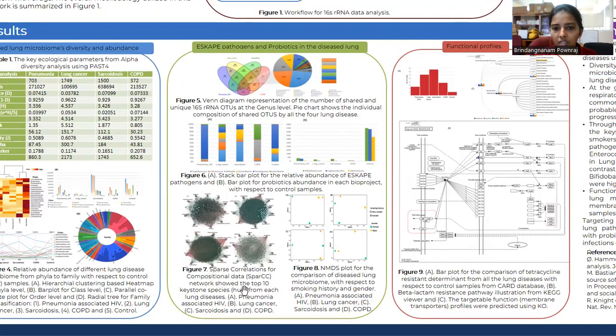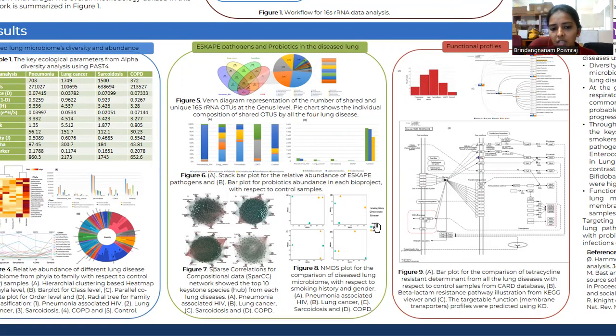We found Haemophilus, the respiratory pathogen, is a common hub in all the lung diseases with smoking history. And in non-smokers, we found Alloprevotella, a moderate pathogen, in all the lung disease samples. Along with Haemophilus, we found ESKAPE pathogens such as Acinetobacter, Enterococcus and Klebsiella are also hubs in all the lung diseases with smoking history.